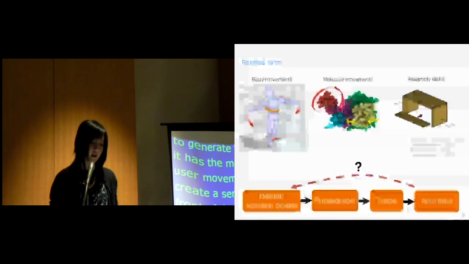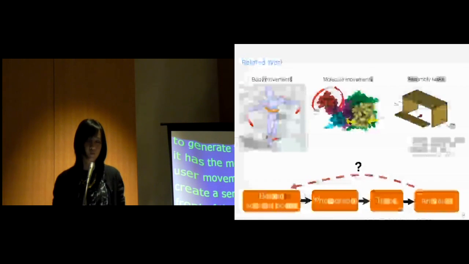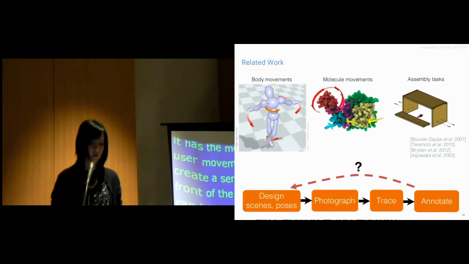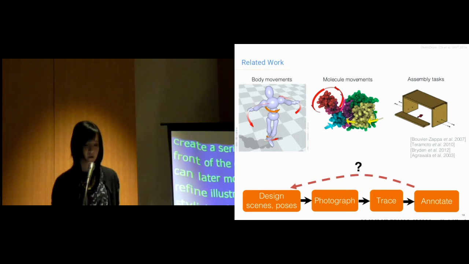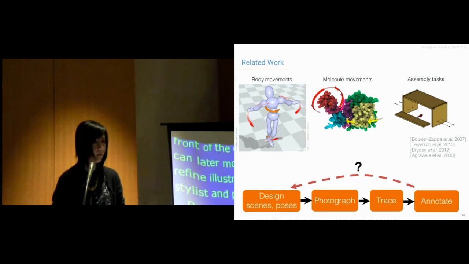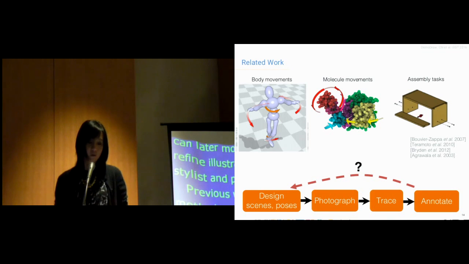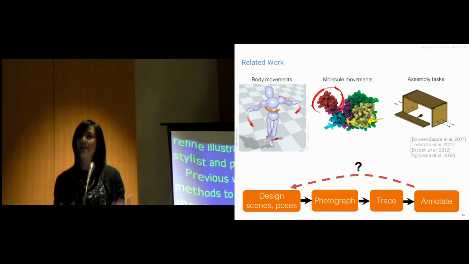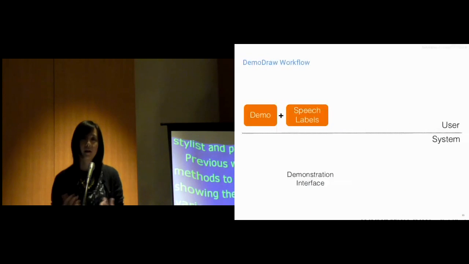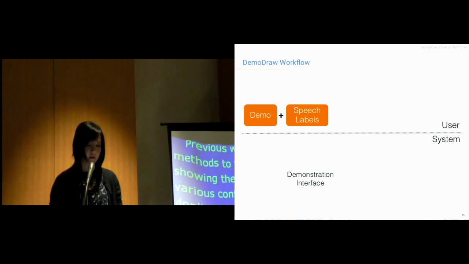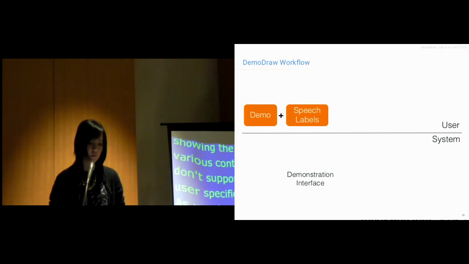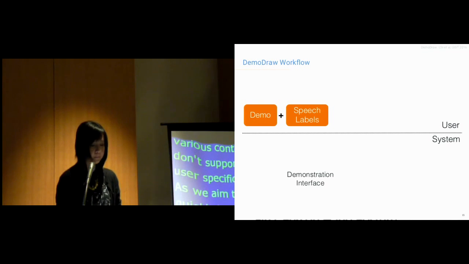Previous work has proposed offline methods to visualize movements, showing motion trajectories in various contexts. However, these methods do not support iteration between user specification and visualization. As we aim to design a tool for users to quickly test out movements and see the results, we designed an iterative workflow. Users demonstrate their physical movements in front of the camera. They also provide some speech labels to annotate those motions during the demonstration.